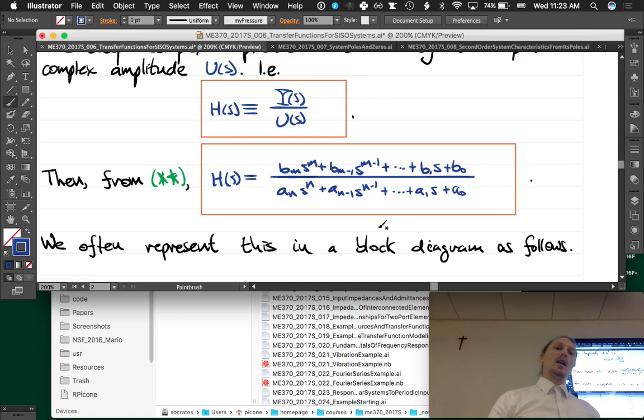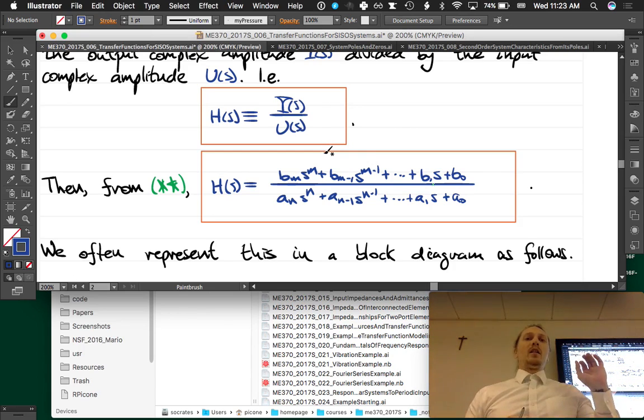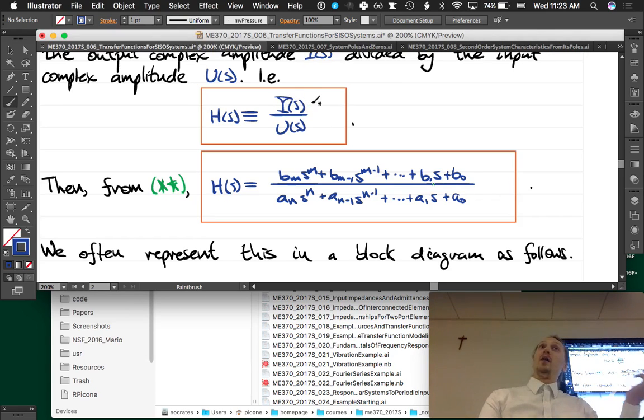Okay, so oftentimes we'll use this terminology. The transfer function is the output divided by the input, okay? What we mean by that is the transfer function is the complex amplitude of the output divided by the complex amplitude of the input.